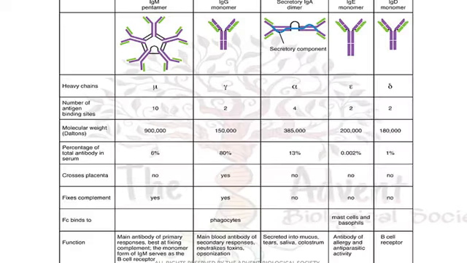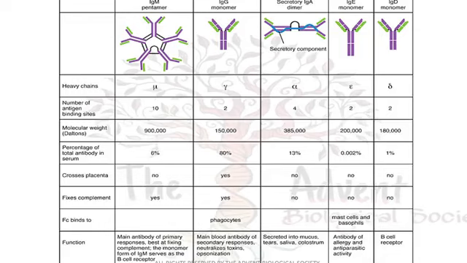Now let's move on to the next thing. What I was talking about was this structure, that is the IgM pentameric structure, the IgG monomeric structure, the IgA dimeric structure, IgE monomeric structure, and IgD monomeric structure. Now the IgM pentameric structure has heavy chains in the form of mu. IgG has heavy chains in the form of gamma. IgA has alpha. IgE has epsilon, and IgD has delta.